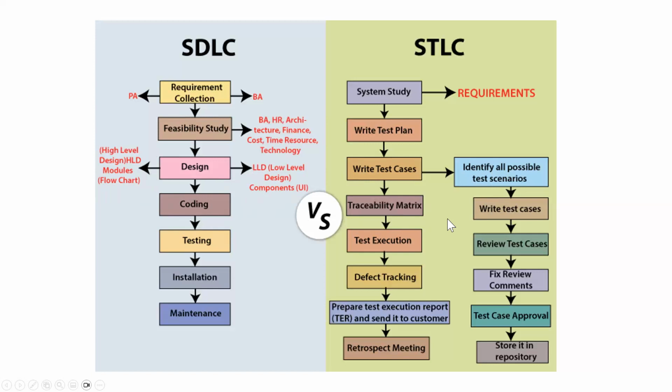Now developing. In the development lifecycle that is coding, whereas in the testing lifecycle we are talking about developing test cases. So we identify all the possible test scenarios, write the test cases, and make sure that we review those test cases. Any problems or issues with those test cases, we fix them, or if the test cases are not enough, we increase them. And we make sure that all the test cases are approved, and then we store them in our repository or in our cycle.